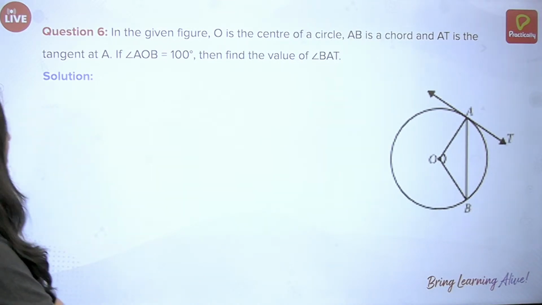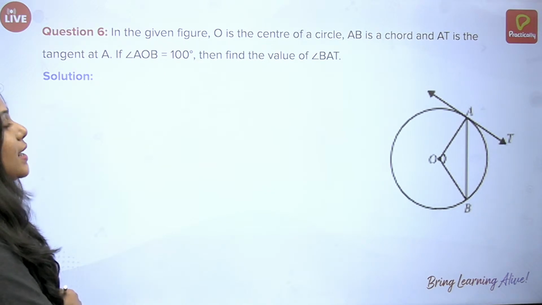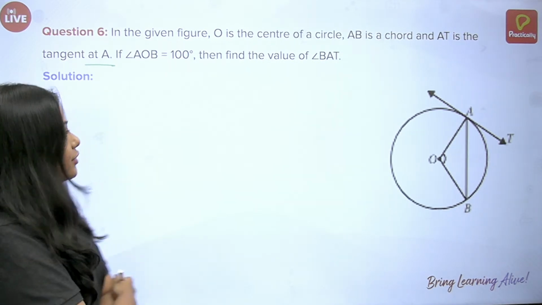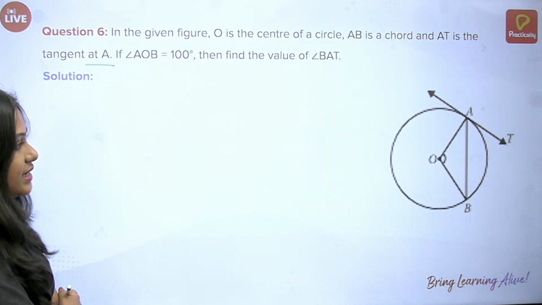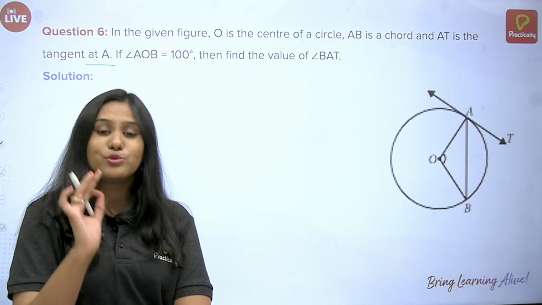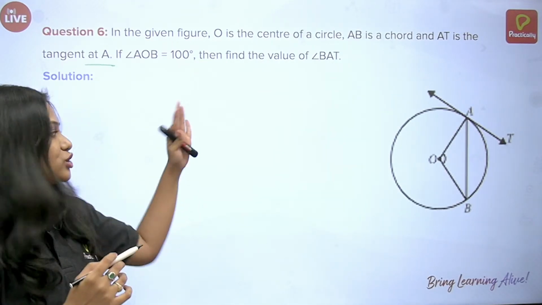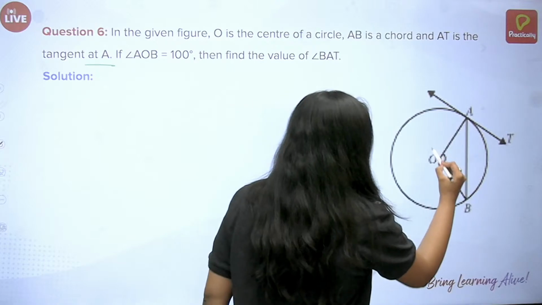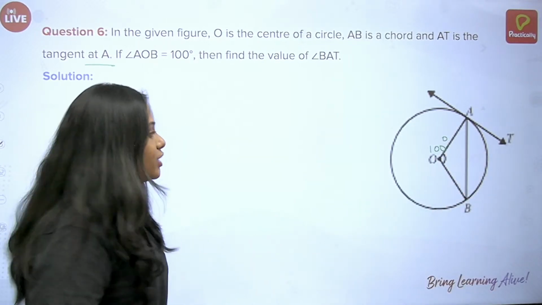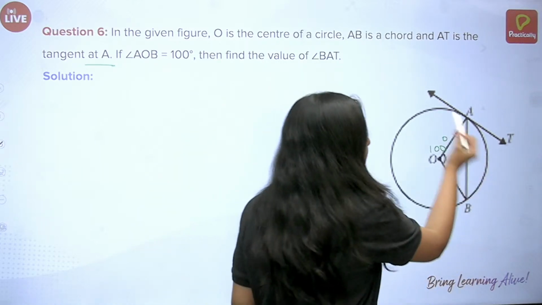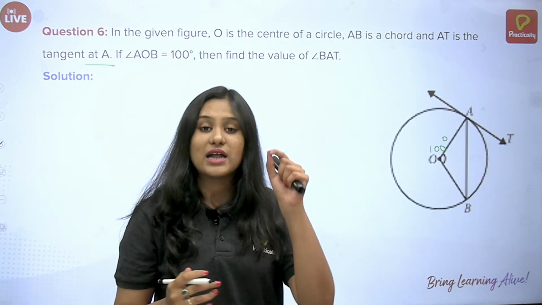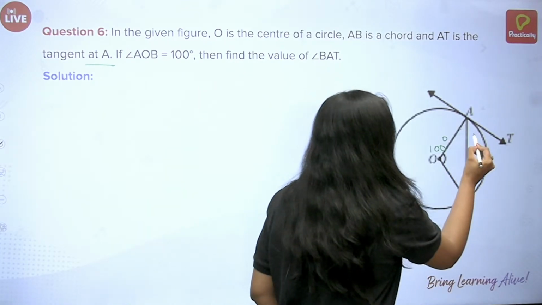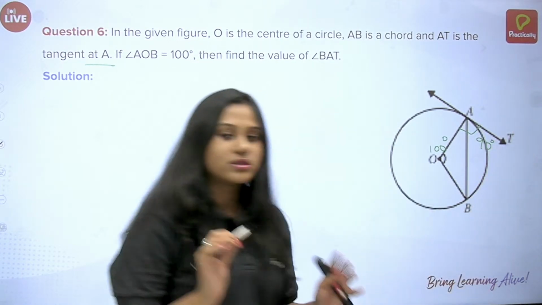Okay, circles. In the given figure, O is the center of the circle, AB is the chord and AT is the tangent at A. If angle AOB equals 100 degrees, find the value of BAT. This is very easy. I am not even putting some equations here. I'll directly explain the figure. So, AOB is 100 degrees. We know that OA is the radius and AT is the tangent. Tangent and radius are perpendicular to each other at the point of contact. So this is 90 degrees.